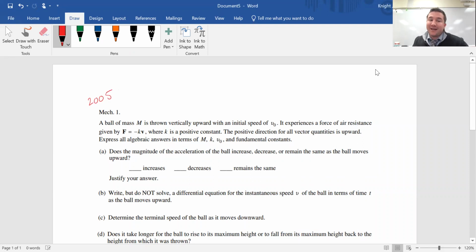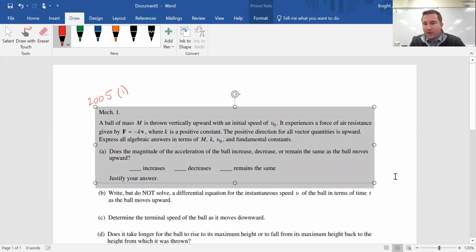This is 2005 mechanics question number 1. A ball of mass m is thrown vertically upward with initial speed of v naught. It experiences a force of air resistance given by F equals negative kv, where k is a positive constant. Positive direction for all vector quantities is upward. Express algebraic answers in terms of m, k, and v naught. Does the magnitude of the acceleration of the ball increase, decrease, or remain the same as the ball moves upward?